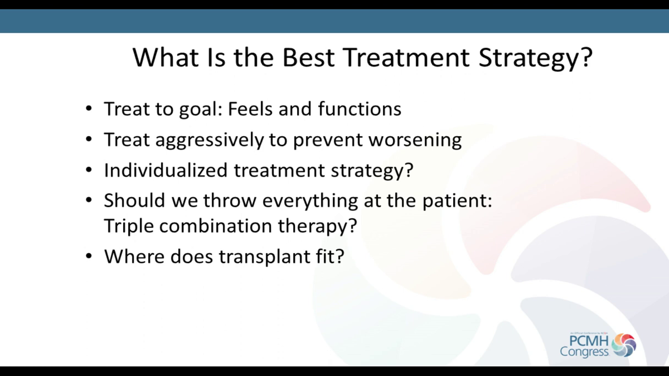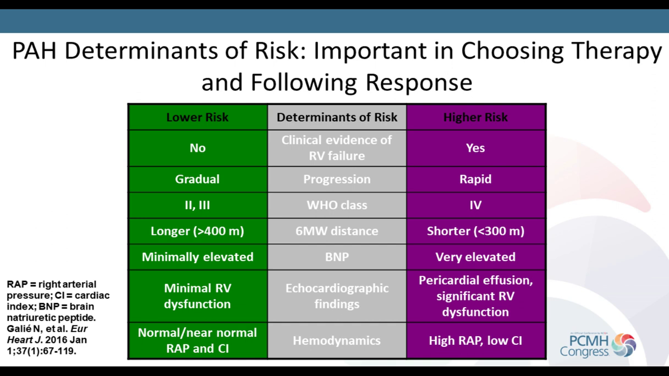When I see a patient with pulmonary hypertension, I'm trying to determine what is the risk in that patient. These are some of the things we look at, and I won't go through these in detail, but how fast the disease is progressing, how poor the exercise capacity is on the walk test, what does the right ventricle look like on an echo, and what are some of the measurements we get on the cath. A high-risk patient we may treat differently than a lower-risk patient.